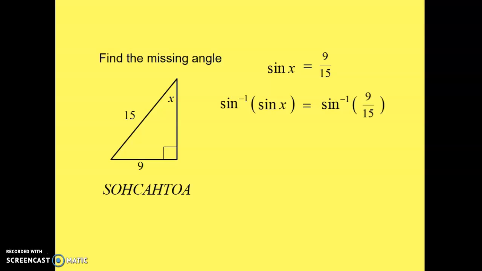So the inverse sine of sine is just nothing. It's just x. So those cancel out. And then the inverse sine of 9 over 15 is what your answer is going to be. So you hit the inverse sine of 9 divided by 15, right? And you will get 36.9 degrees.